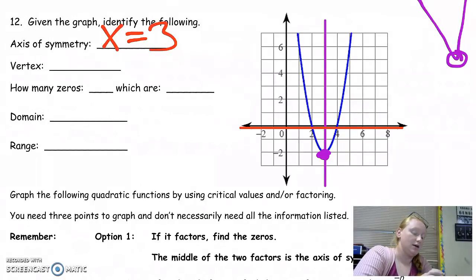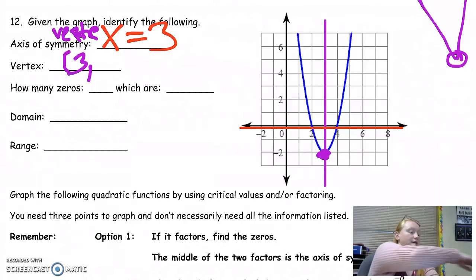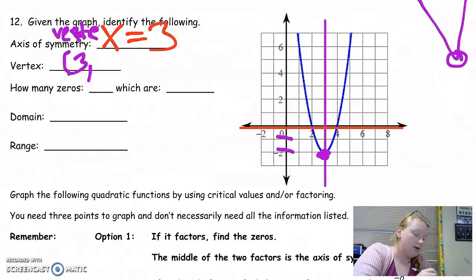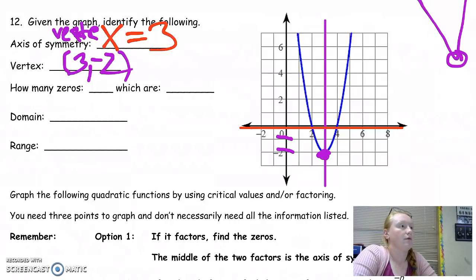Okay, so a vertex. This is located at +3. Do you see how that x was really the x of my vertex? My vertex was at 3, and then I go down 1, 2, -2. Okay.